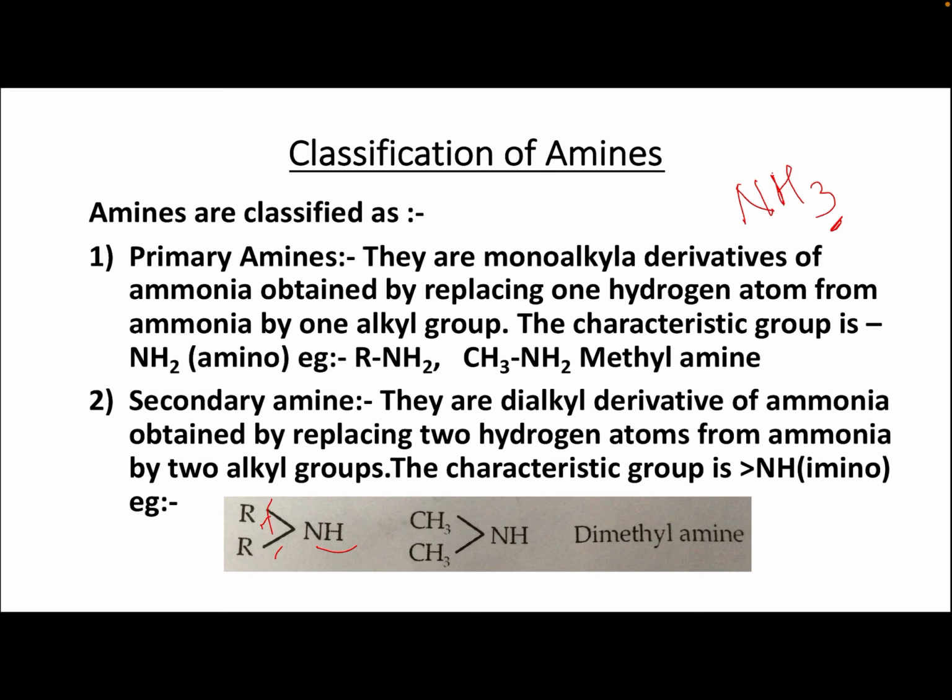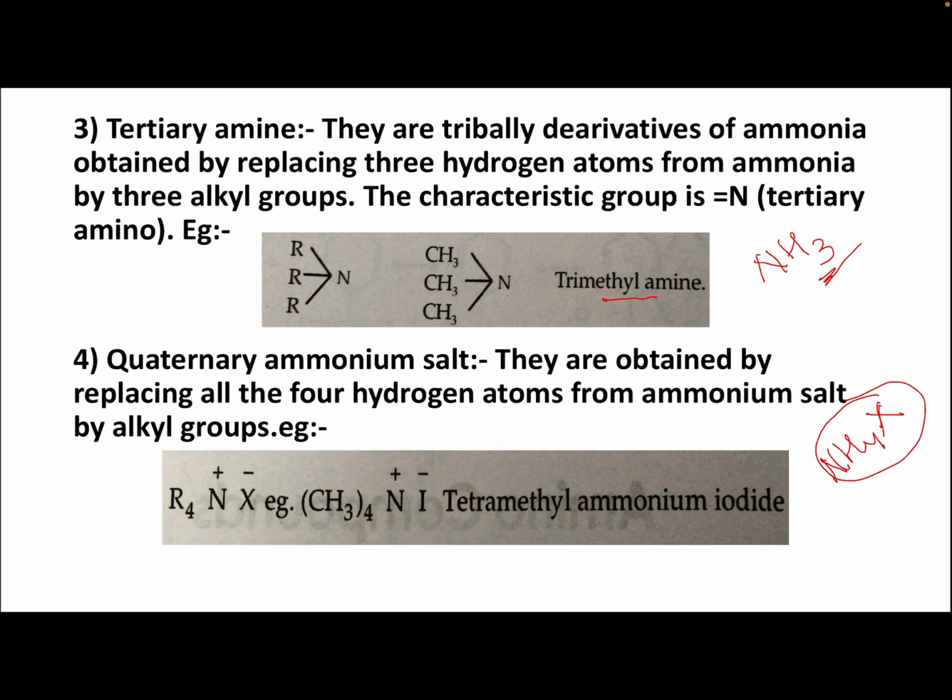Classification of amines. Primary amines are the monoalkyl derivatives of ammonia, obtained by replacing one hydrogen atom of ammonia by one alkyl group. So if one is removed, then it is RNH2. Example is CH3NH2, methylamine. Secondary amine: if 2 hydrogen atoms are removed, then it is R2NH, dimethylamine. In tertiary amine, if 3 hydrogen atoms are removed, then it is R3N. In the place of R, for example, trimethylamine.